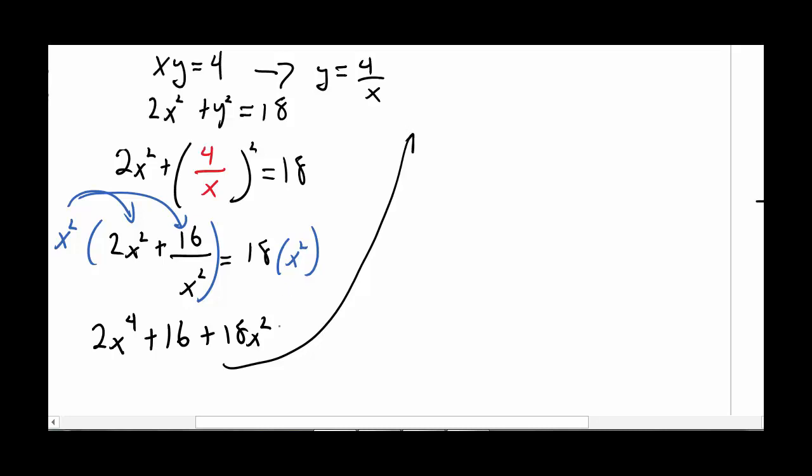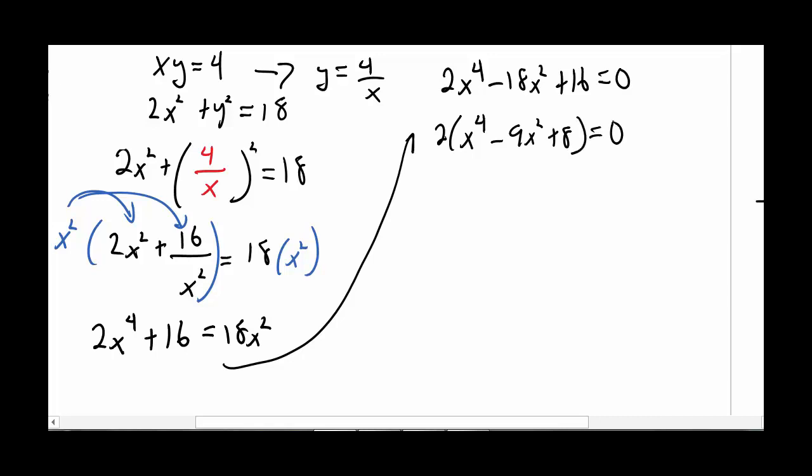So I come over, I'm sorry, there should be an equal sign there, apologize. Okay, so then I'm going to bring the 18x squared over. So I have 2x to the fourth minus 18x squared plus 16 equals 0. And first off, I notice that I can factor out a 2. And that'll give me some smaller numbers, and smaller numbers are nice. So we always like those. And then this actually is factorable.